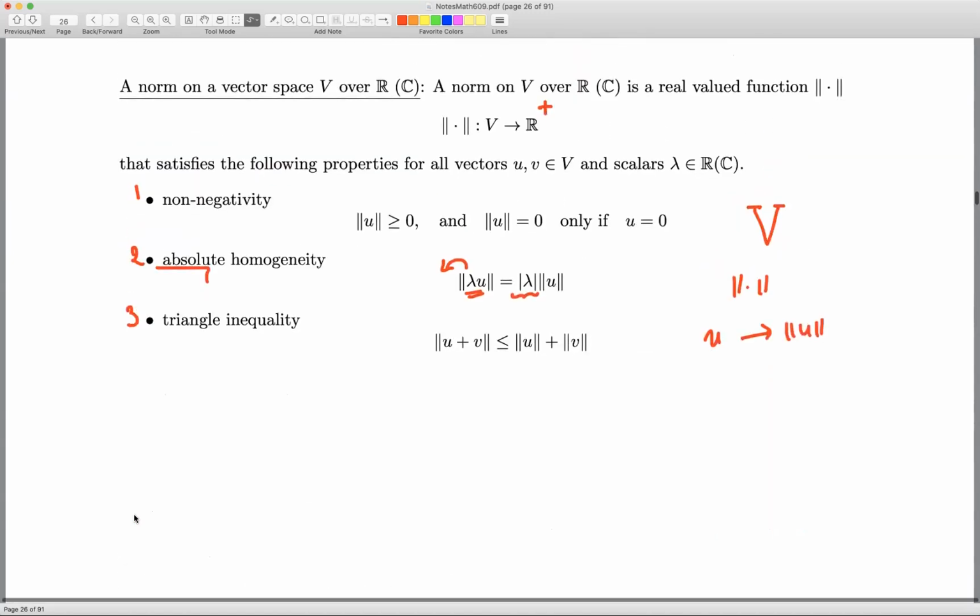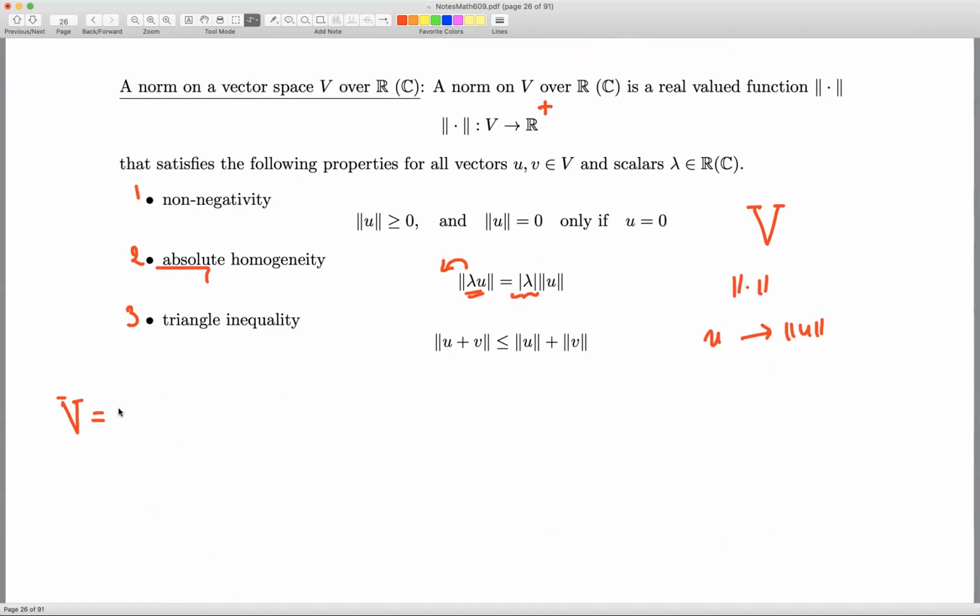Why do we introduce a norm? If we look at the case when the set V consists of all real numbers, and we look at the function, the absolute value of a number, we know that the absolute value is defined the following way. It is the number A if A is bigger than or equal to 0, and it is minus A if A is less than 0.